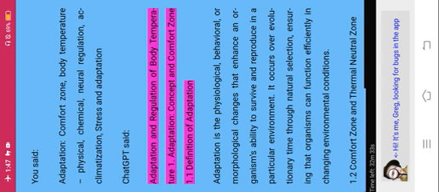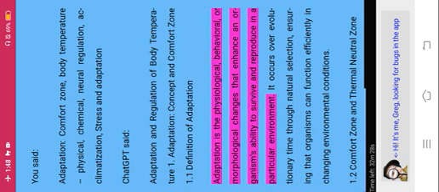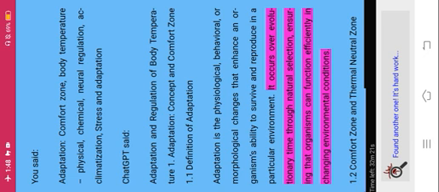1. Adaptation, concept and comfort zone. 1.1 Definition of adaptation. Adaptation is the physiological, behavioral, or morphological changes that enhance an organism's ability to survive and reproduce in a particular environment. It occurs over evolutionary time through natural selection, ensuring that organisms can function efficiently in changing environmental conditions.